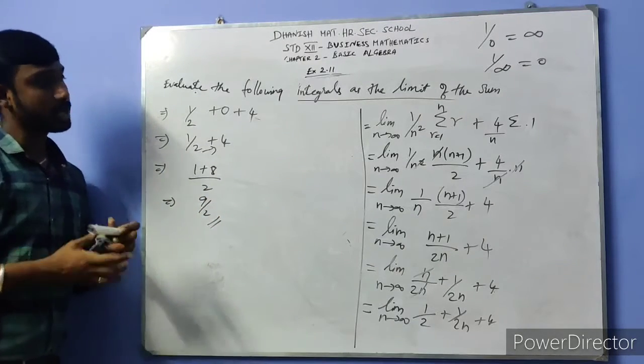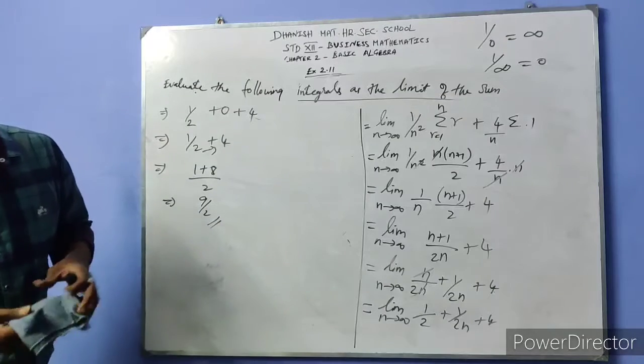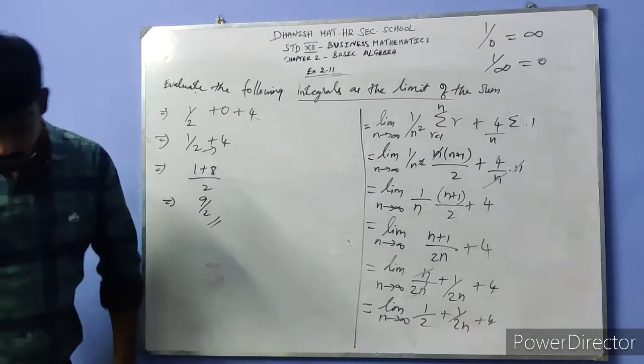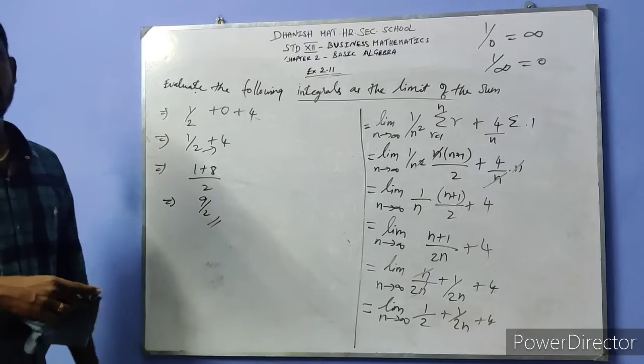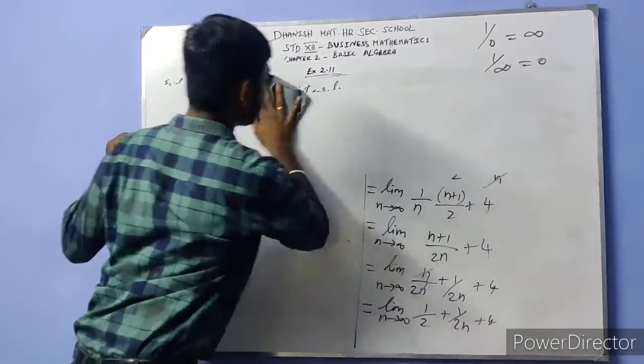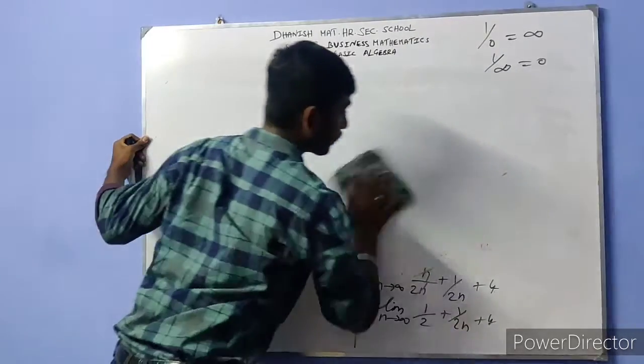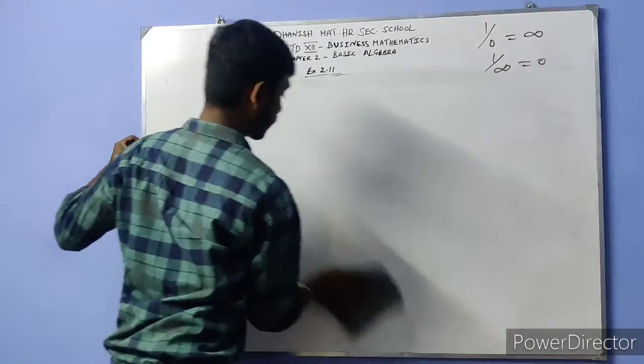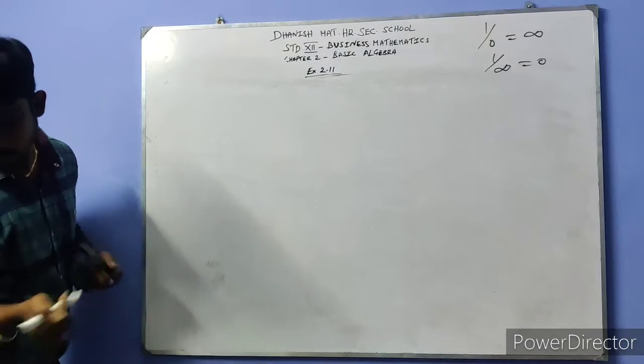Okay. Let me solve the second sum. What is the question given in the second one? The second one you have to take as homework. Now we are going to solve the third sum. What is the question given here?